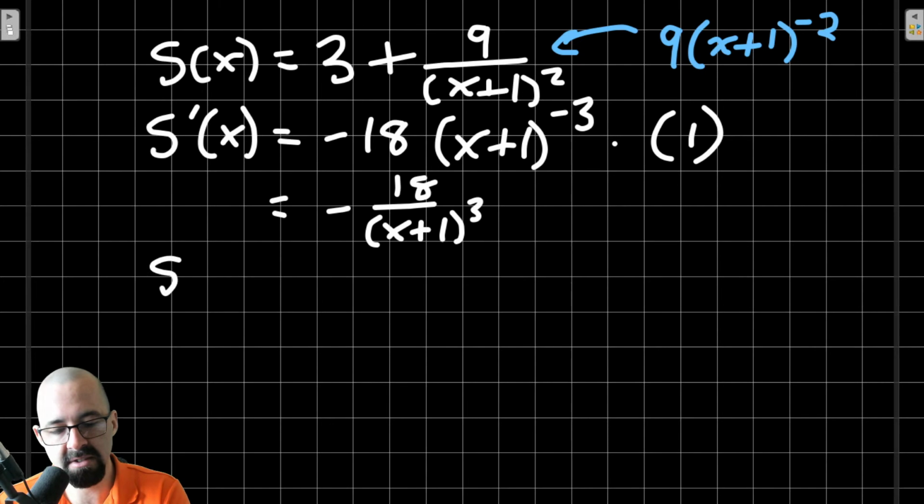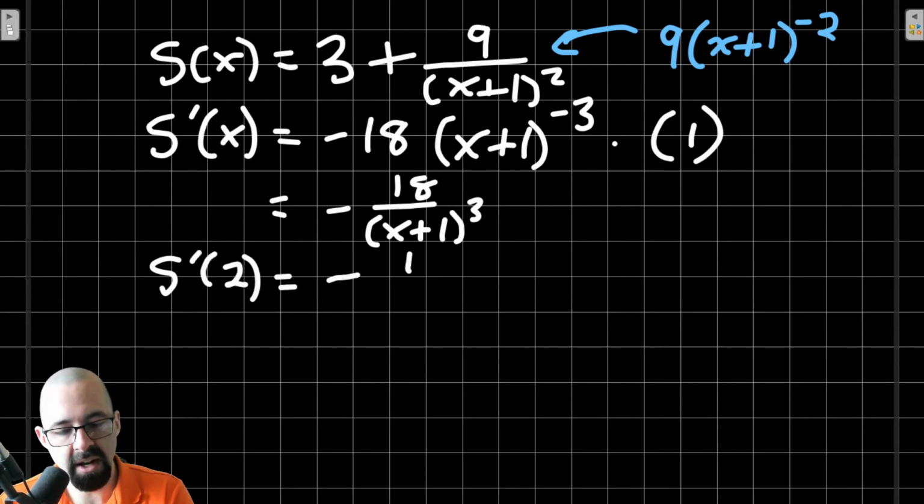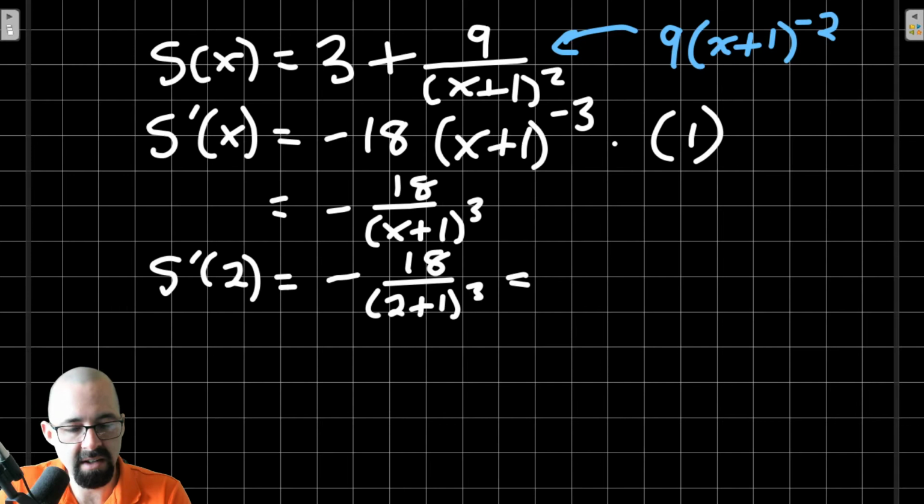And the book asks us to find s prime of 2. So we'll plug in 2 and see what we got. Negative 18 divided by (2 plus 1) cubed. That's going to be negative 18 over 3 cubed. 3 cubed is 27. So negative 18 over 27. Use a calculator for this. It's going to be negative 2/3.